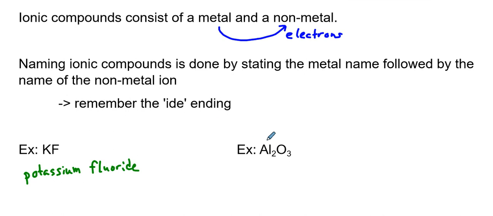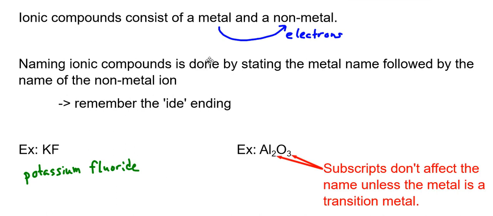Moving on to this last example here, we see that we have Al2O3, and we notice here we have subscripts, and of course this tells us that we have 2 aluminum and 3 oxygen atoms in a particle of this compound, whereas here we had subscripts of 1 that we don't write. So what's important to know is that these subscripts do not affect the naming of the ionic compound unless the metal is a transition metal.